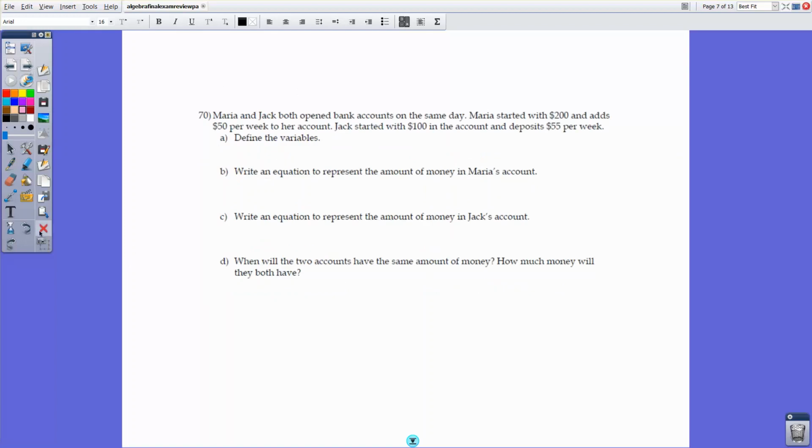Now, we have a word problem with systems. Maria and Jack opened bank accounts on the same day. Maria started with $200 and adds $50 per week to her account. Jack started with $100 and deposits $55 per week.